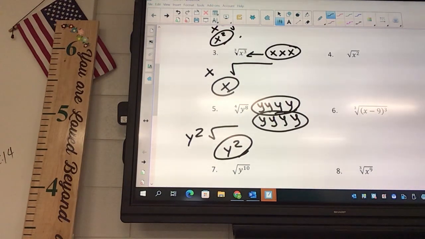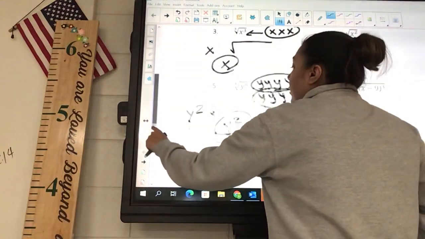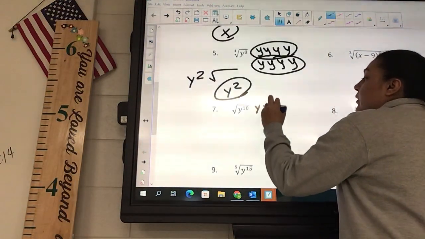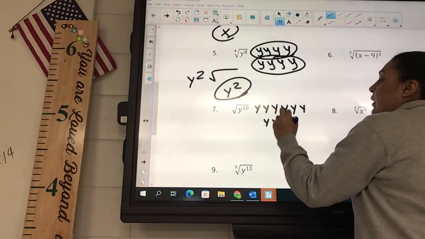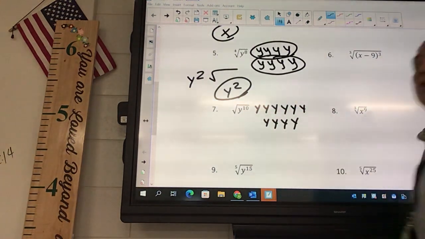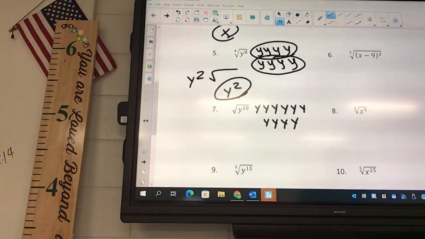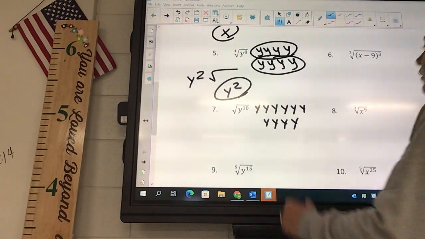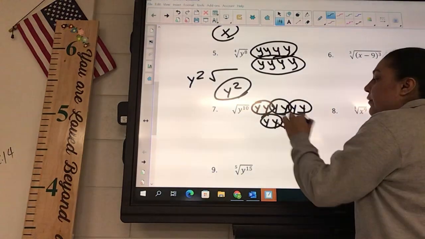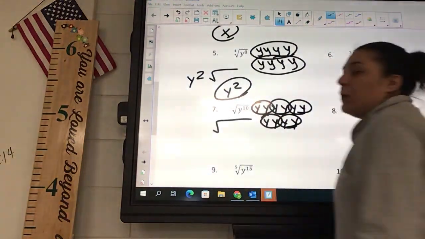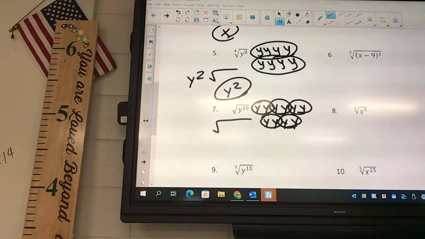Okay, y to the 10th. Faith, put that up. Y to the 10th. So we have 10 y's. 1, 2, 3, 4, 5, 6, 7, 8, 9, 10. What is our group number? 2. So how many groups can go? 5. 1, 2, 3, 4, 5. So what's your number on the outside going to be? Y to the 5th.